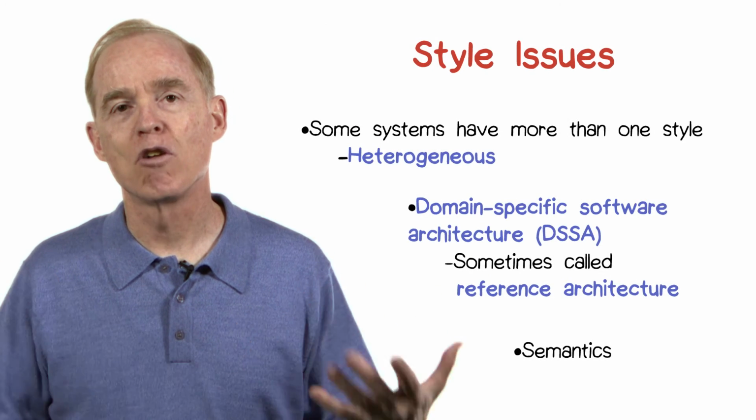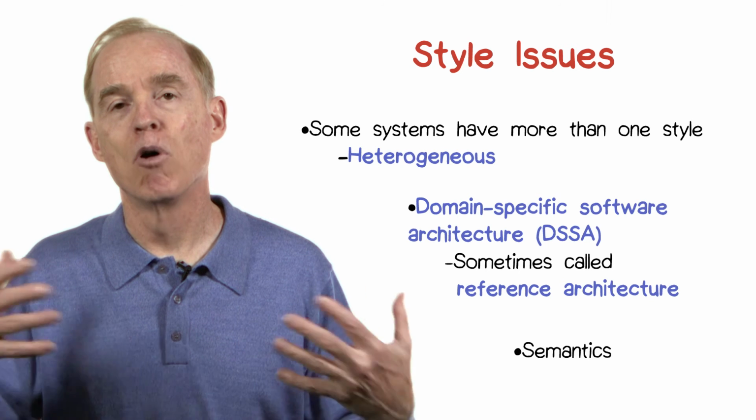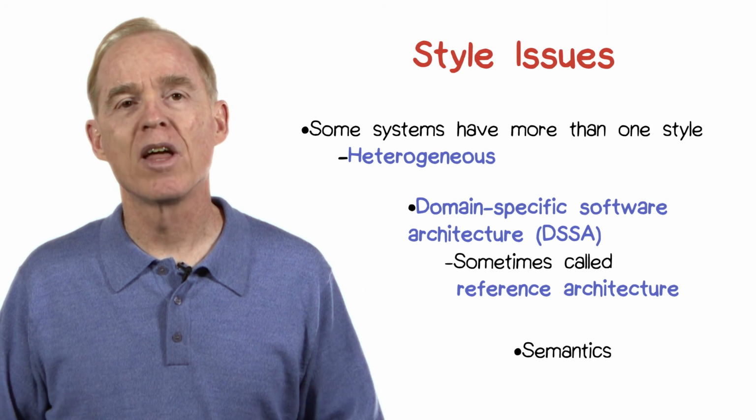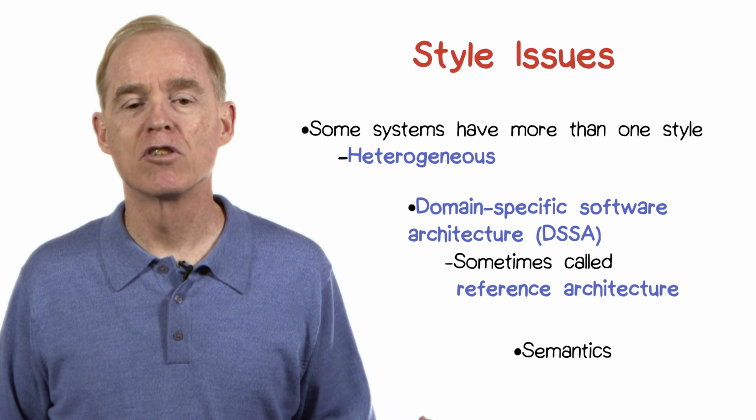The third issue is one of semantics. It's easy for me to lay out and say, a client-server is XYZ, but what exactly does that mean? As the field of software architecture evolves, it's important to get more and more precise definitions of what these styles mean, which will then enable reuse of existing solutions.